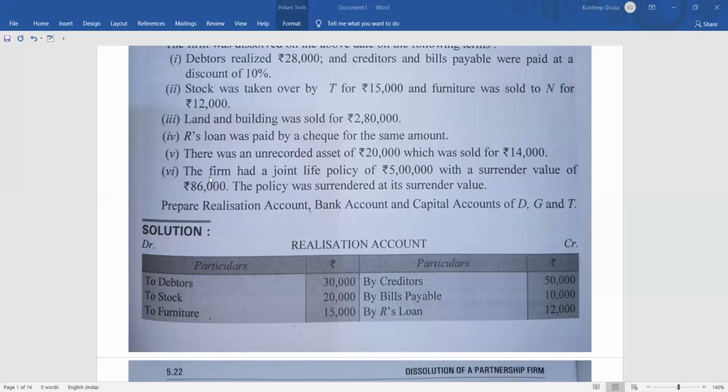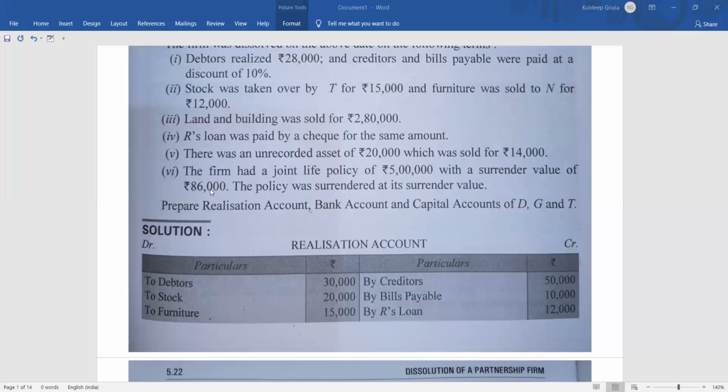So you can see here that the firm has taken a joint life policy of 5 lakh with a surrender value of 86,000. Today, if they cancel it, they are going to get only 86,000 rupees. The policy was surrendered at its surrendered value, which means they have cancelled the policy. So how much will they get? They will get only 86,000.